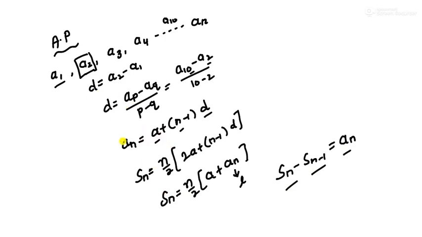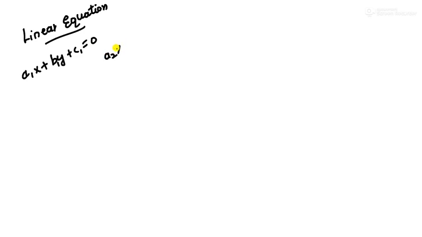Moving to our next chapter, that is linear equations. Pair of linear equations in two variables. Pair means two in number. So if these are the two equations, a1x plus b1y plus c1 equals 0 and a2x plus b2y plus c2 equals 0, then these two will represent what? They will represent lines, a pair of lines on a graph.